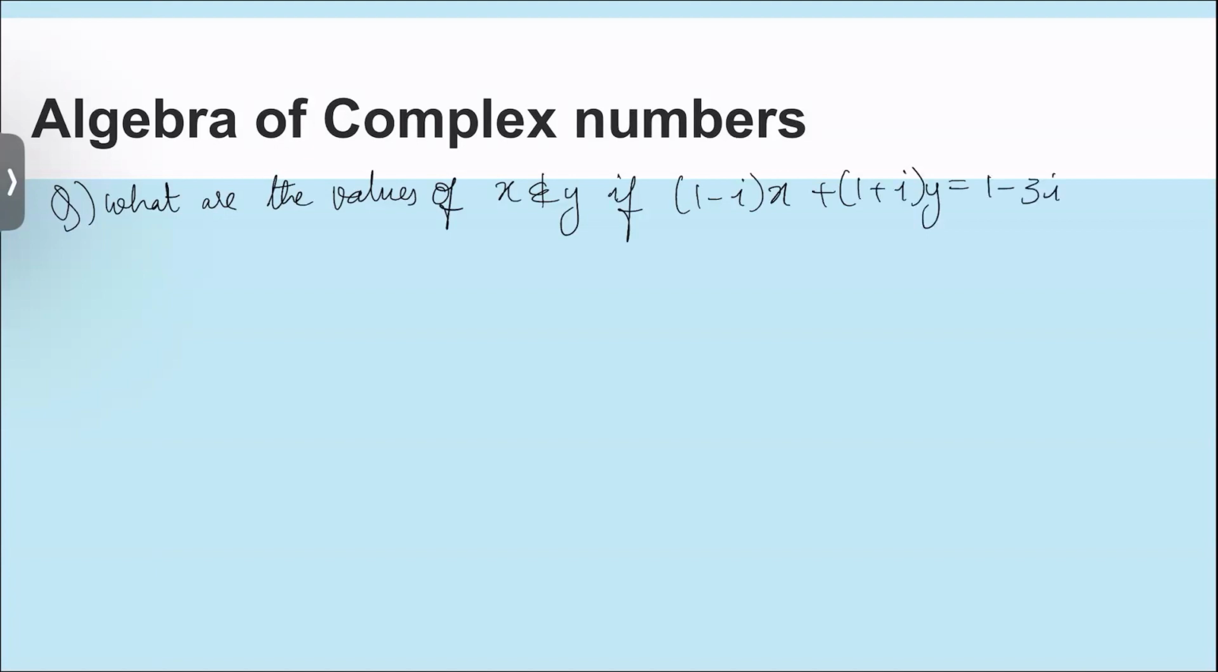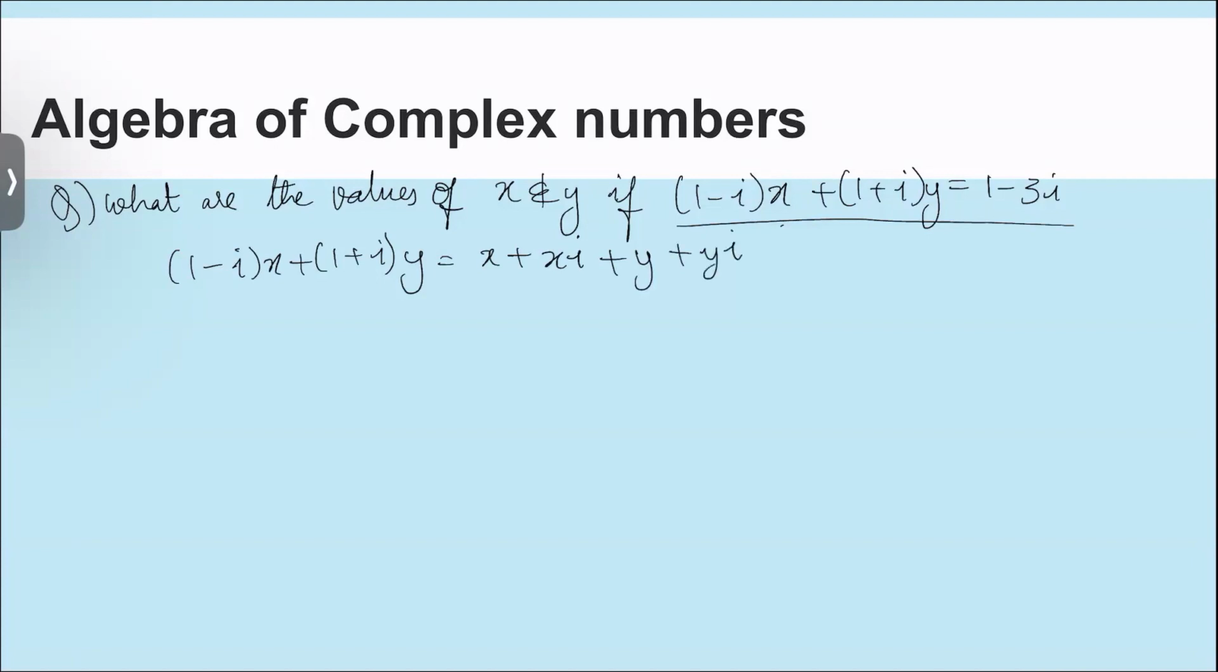Okay, suppose this is your question. Now we simplify the LHS part. Okay, so what we get is 1 minus ix plus 1 plus iy. So this we can write in terms of x plus xi, y plus yi. Okay, then you separate out the real parts.